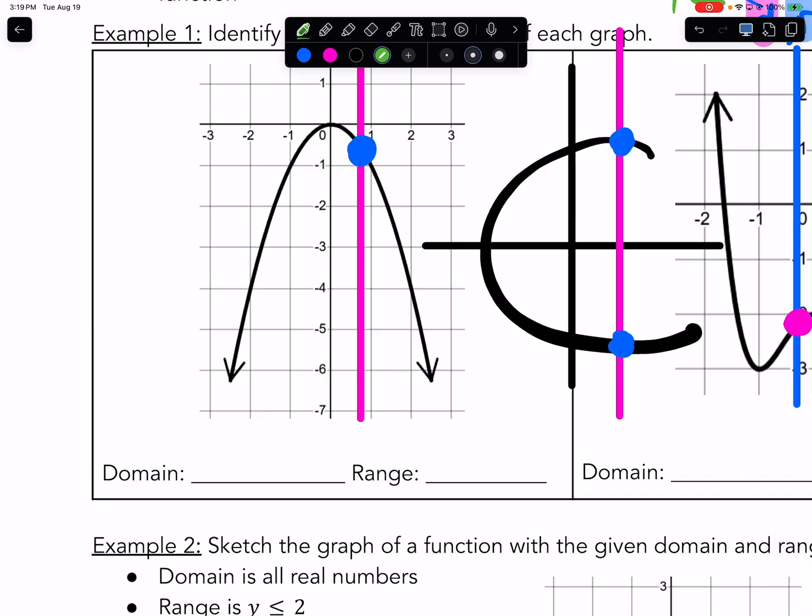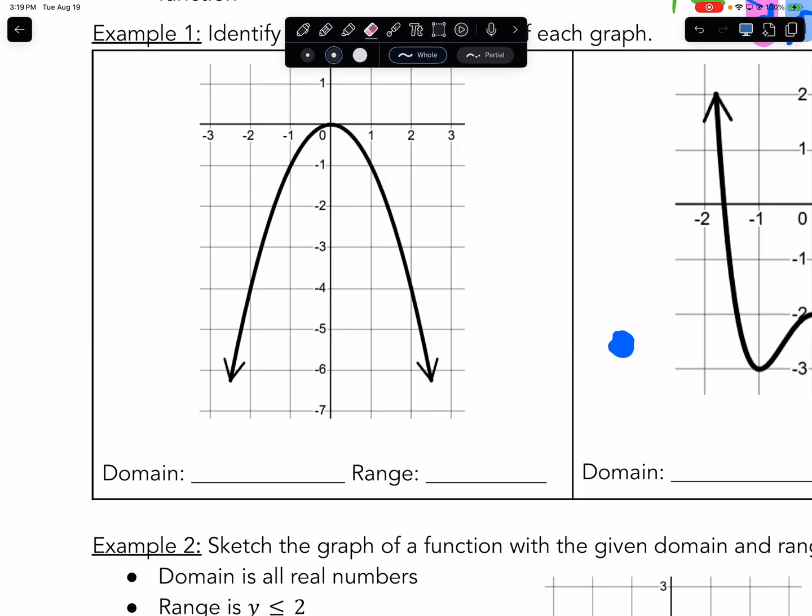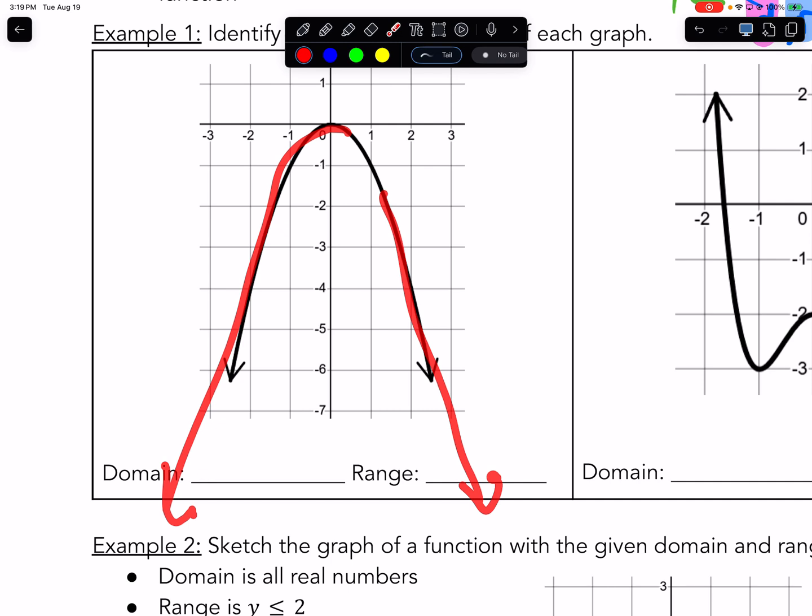Do you remember domain and range? So domain is X values. How many X values does this function include? I'm going to erase my extra lines here just so it's not confusing. Right? So I'm looking at this function here and it goes down forever. And it's angling to the left forever. And this is angling to the right forever. How many X values does it include? All of them, right?